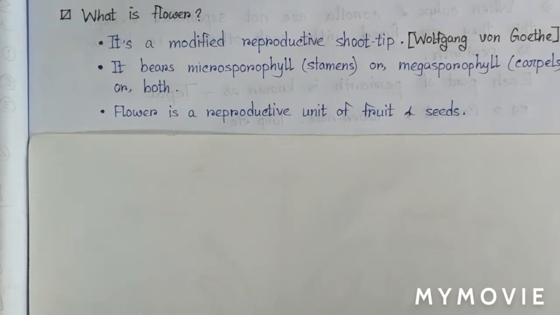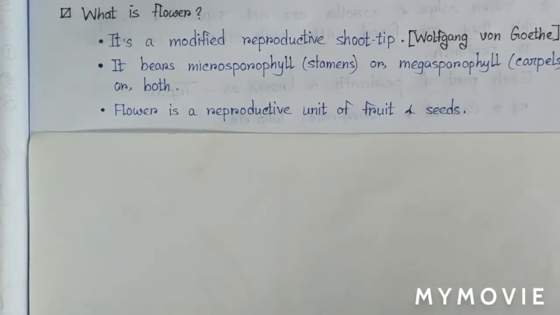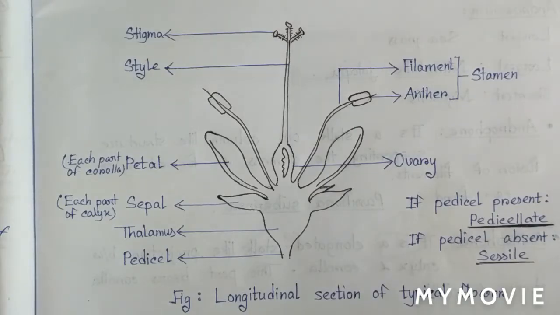Now we have to understand the types of flowers. It's a longitudinal section of a typical flower. First, we have to know what is a typical flower. These flowers contain 4 parts, that is calyx, corolla, androecium and gynoecium. Androecium means male reproductive part and gynoecium means female reproductive part, and these parts are arranged on thalamus by bract and pedicel. Now we have to understand the different parts one by one.